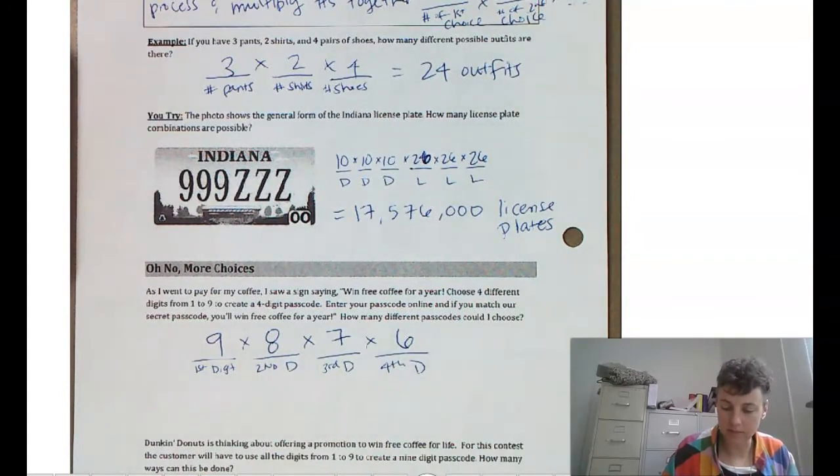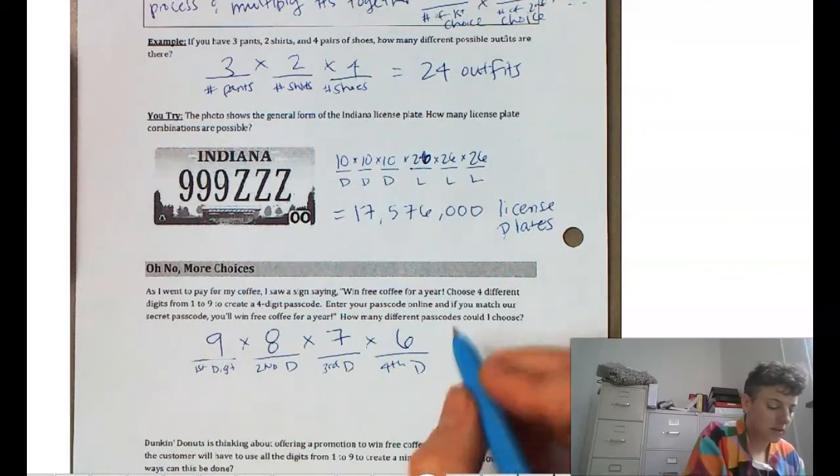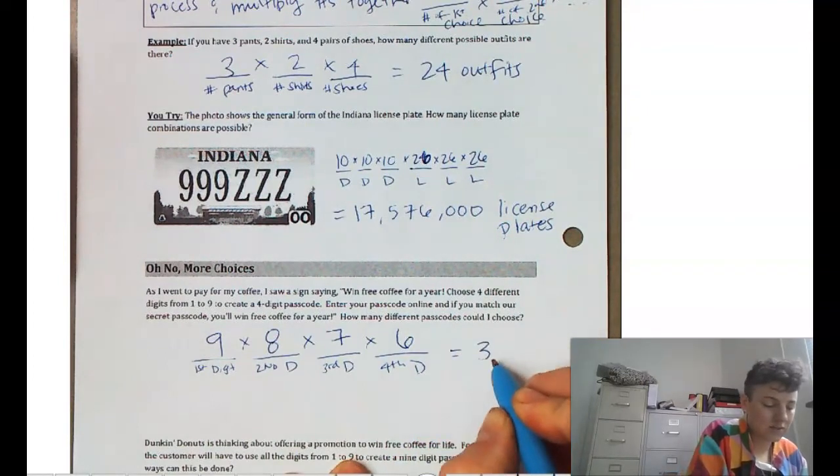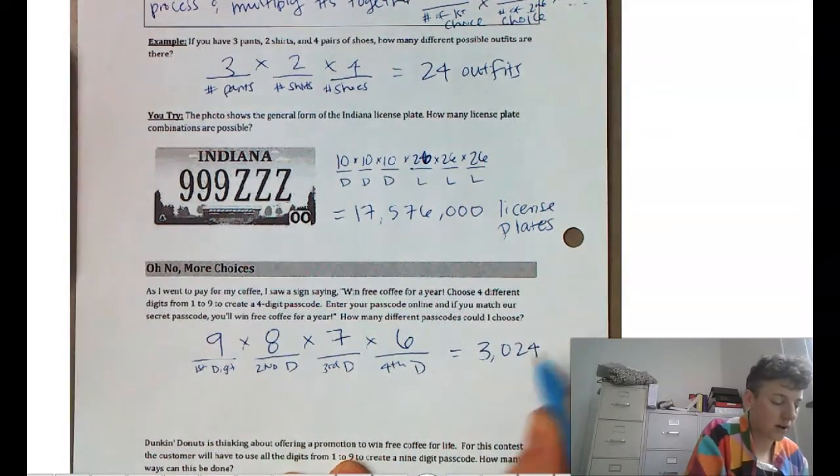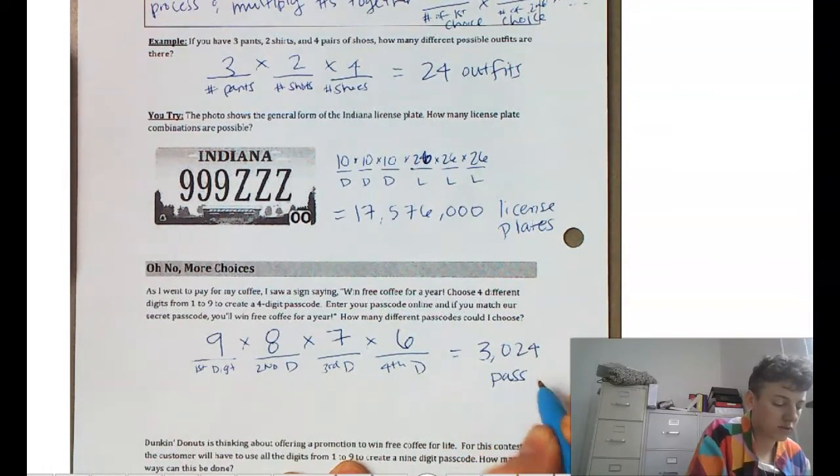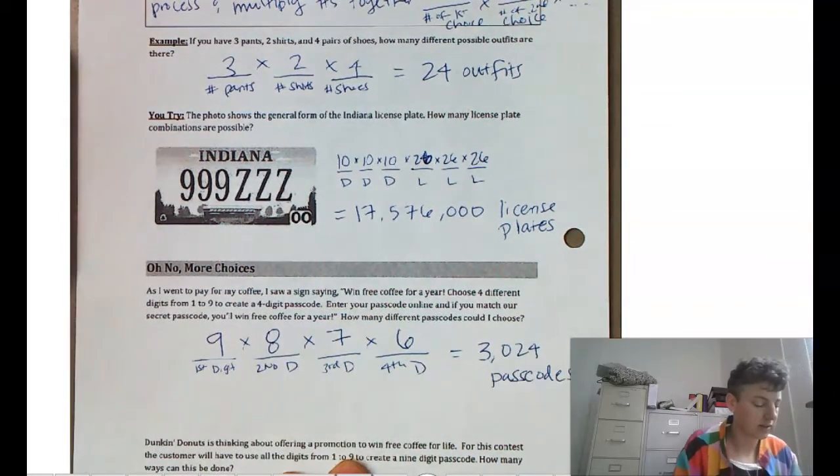Let's see what our handy dandy calculator says. 9 times 8 times 7 times 6. I've got 3,024 passcodes to choose from. That's kind of a lot.